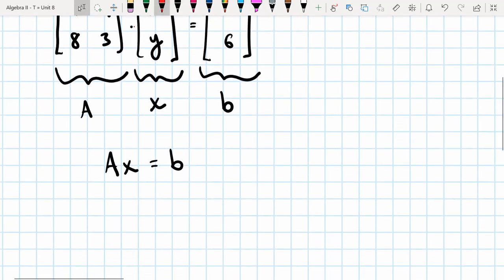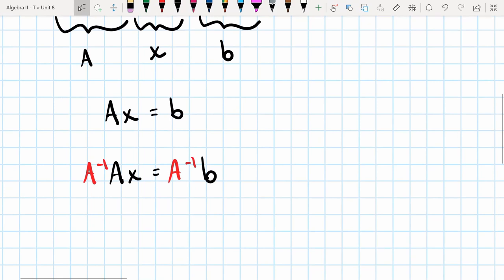If we wanted to solve for X, normally, if this is a normal equation, we would just divide by A. But we can't actually do that here because you can't divide matrices. Instead of dividing matrices, what we do is we multiply by the inverse. So I'm going to multiply both sides by inverse A. And what that will do is it actually cancels out the original A over here on the left-hand side. So this goes away, and we're left with X is equal to inverse of A times B.